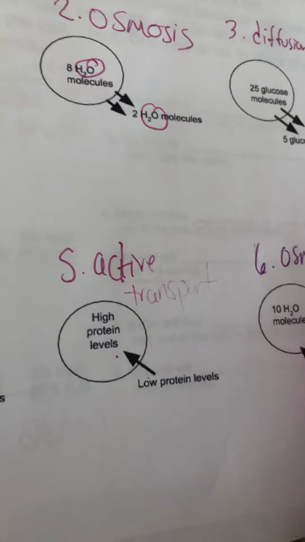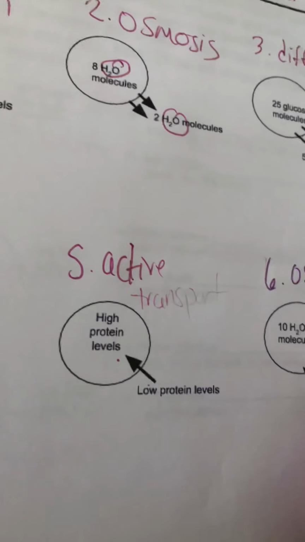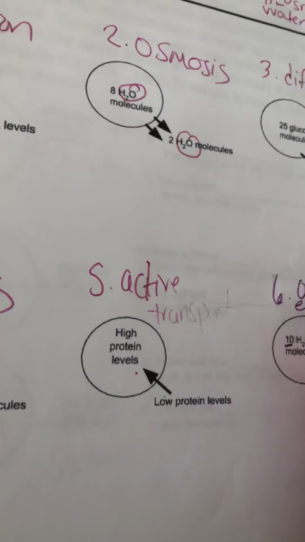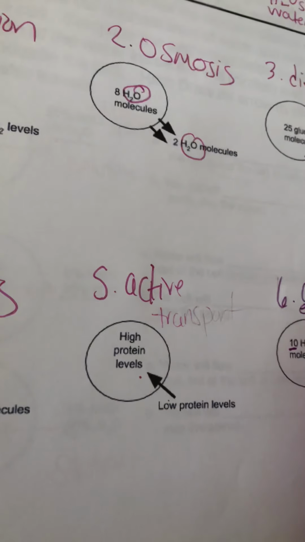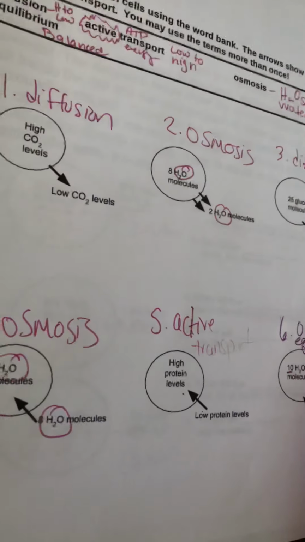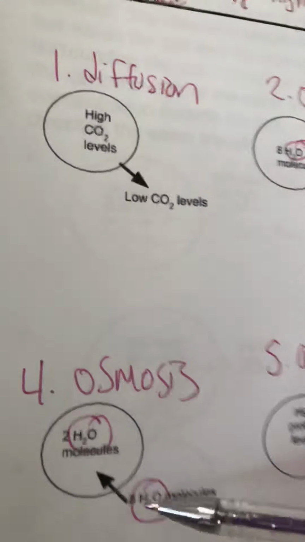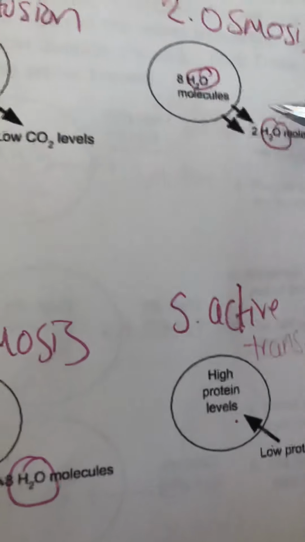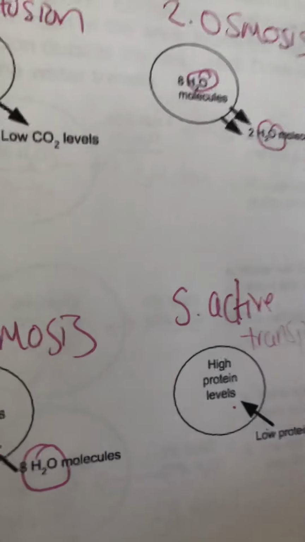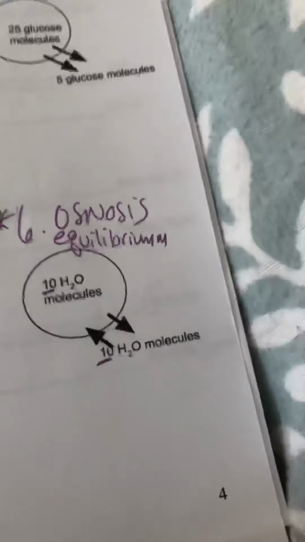There's also something special about number 6. If you look at the numbers, it's 10 to 10. So that's equilibrium as well. Is there any other ones that are like that? 2 to 8, high to low, 8 to 2. Nope, so this is the only other one that has the equilibrium. And if you put osmosis, that's a double right answer for page 4 in your packet.